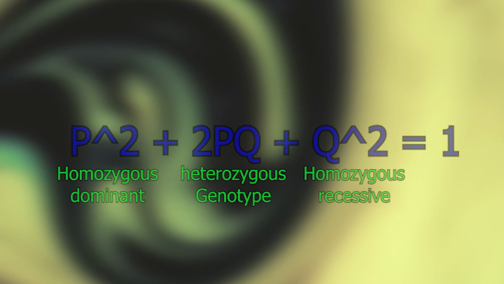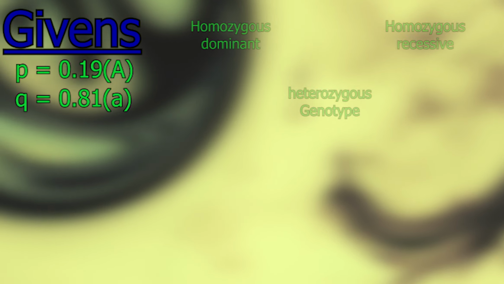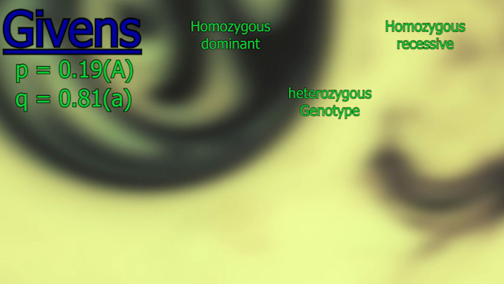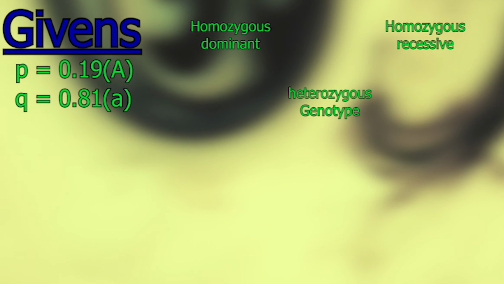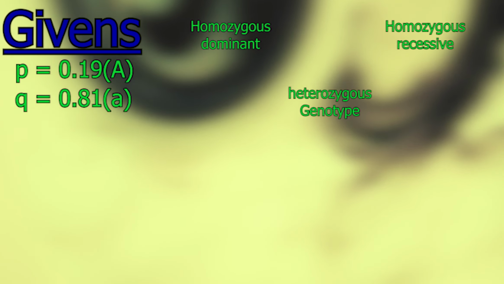Here is a word problem that uses this equation. The frequency of 2 alleles in a gene pool is 0.19 dominant and 0.81 recessive. Assume that the population is in Hardy-Weinberg's equilibrium. With this information, we can calculate homozygous recessive, homozygous dominant, and also heterozygous. P equals 0.19 and Q equals 0.81.